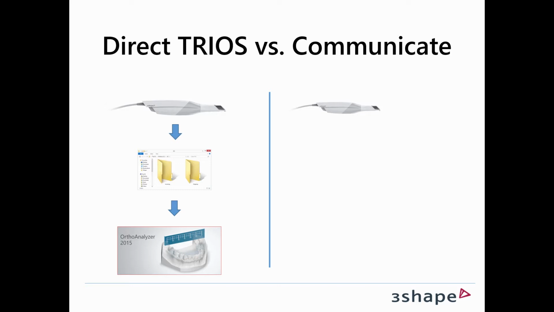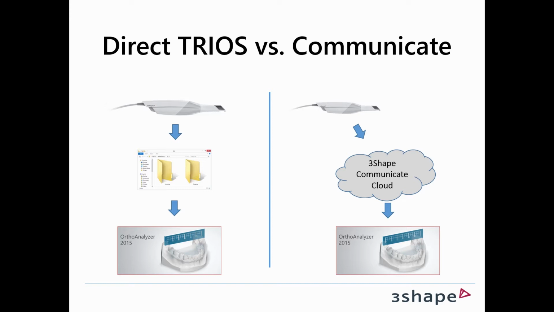In a Communicate environment, the Trias scan is sent to the 3Shape Communicate cloud, and from there the 3Shape Ortho System picks up those scans. There are quite a few advantages to doing it in the cloud, and one of them is that once you have connected the Ortho System to the cloud, you can also receive scans and cases from other 3Shape users that you're connected with. But let's have a look at how it's configured in the patient browser.